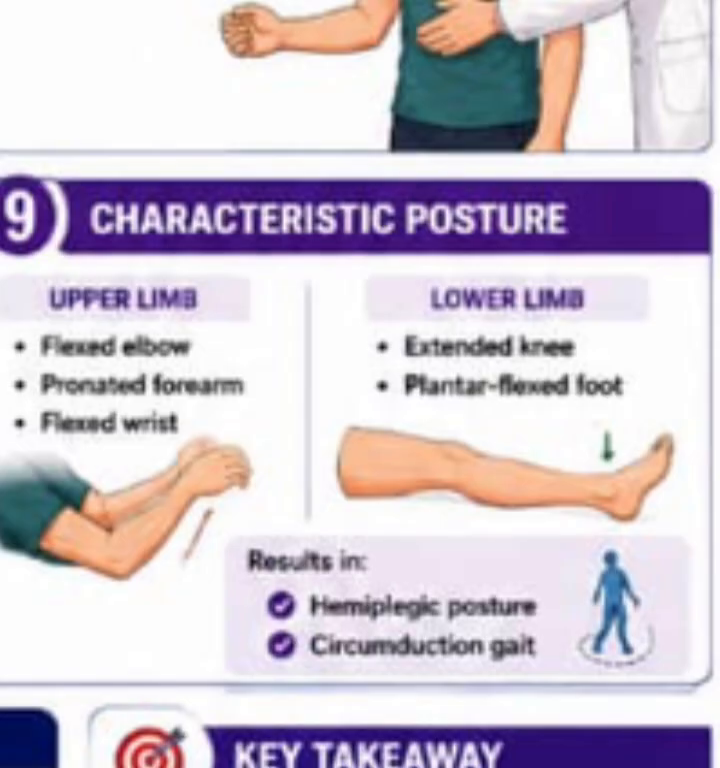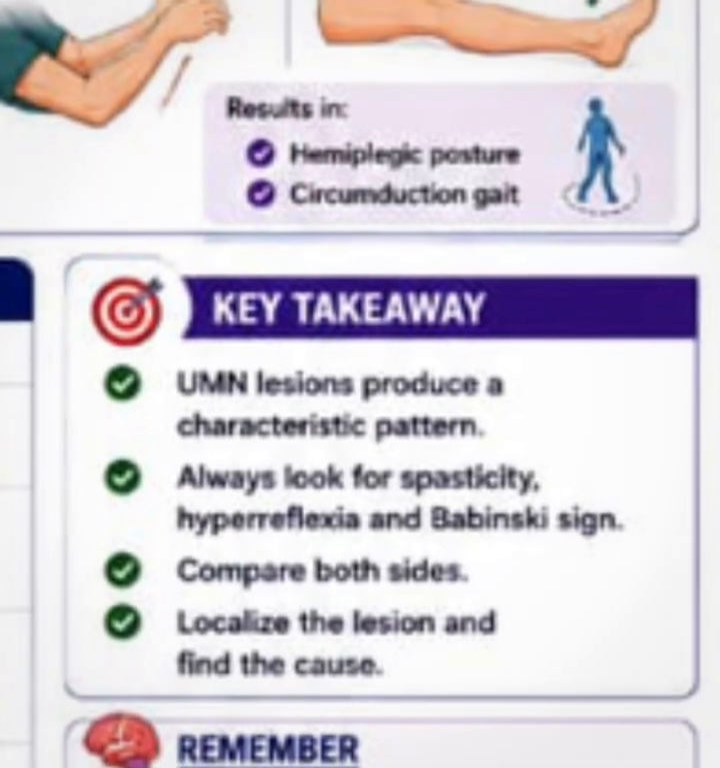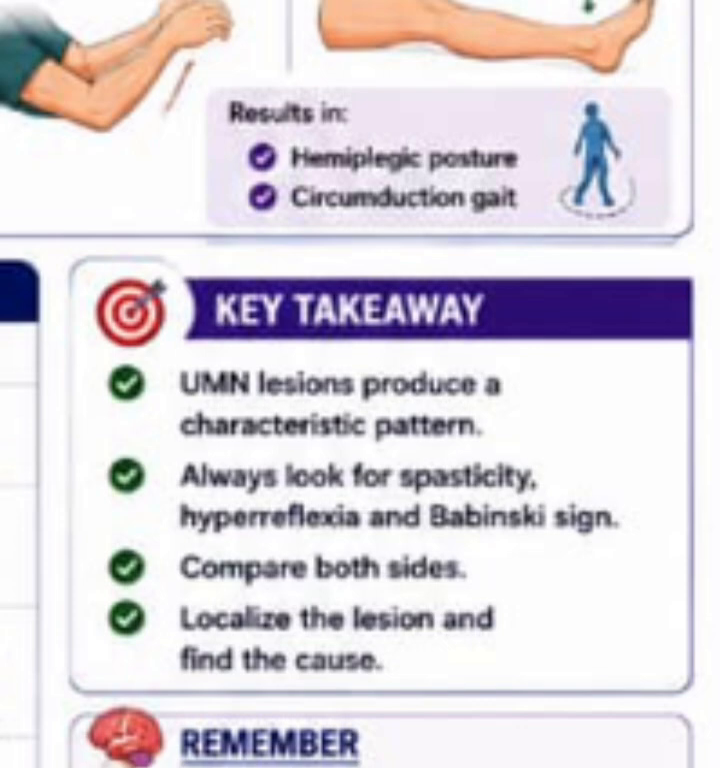So the key thing you have to note here: an upper motor neuron lesion produces a characteristic pattern, which we have said, and always look for spasticity, hyperreflexia, Babinski signs. These are the key things you have to look for: spasticity, Babinski sign, and hyperreflexia. And make sure you compare both sides, localize the lesion and look for the cause of what is happening. So how can you examine these patients that have an upper motor neuron lesion?